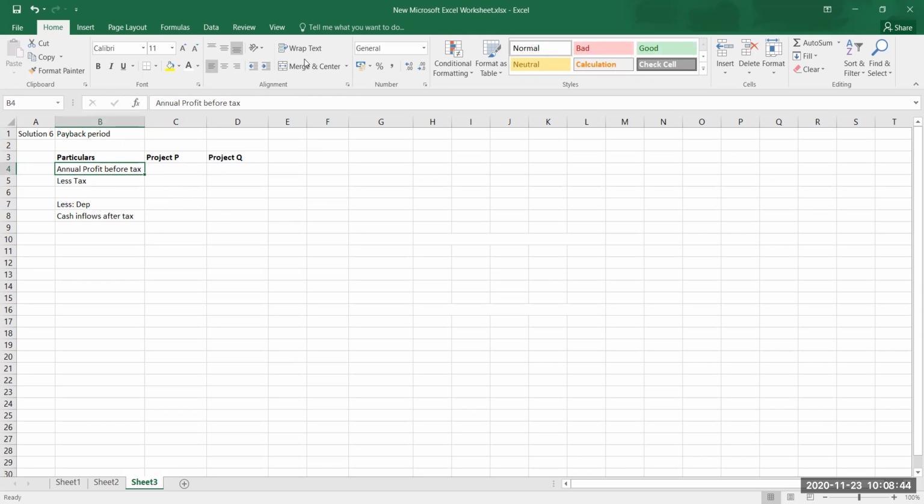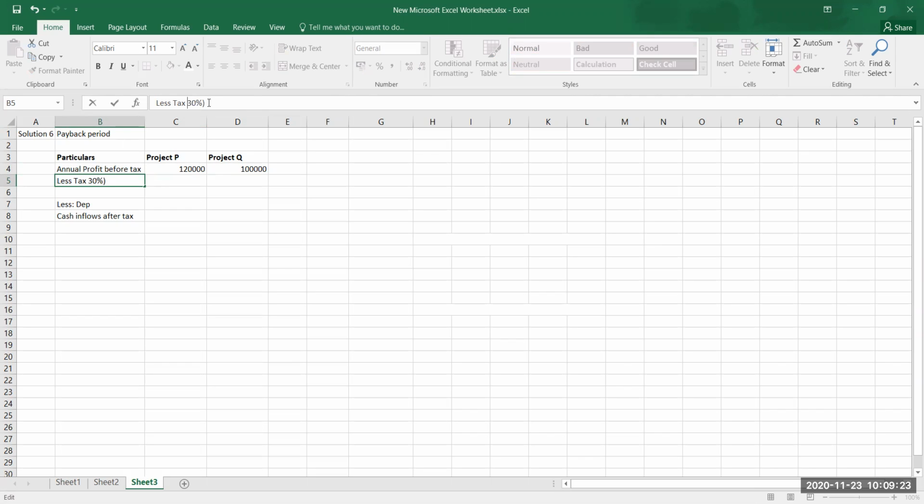Now in the question, it is already given to you as annual profit before tax. If you see the problem, the amount is how much? 1,20,000. So you write 1,20,000 here. Okay. Then for project Q, you have 1 lakh. So annual profit before tax is 1,20,000 and 1 lakh. So that means tax has not been deducted. So you need to deduct the tax. Now tax is how much? Tax is 30%.